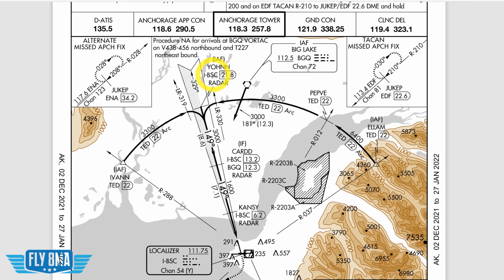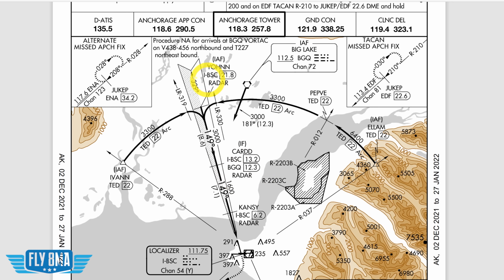TED. If you're going to use TED and you're over Yawn, it's probably going to be something more like 23 miles or a little bit more. But whatever it is, it's not 21.8. So make sure if you're trying to identify these fixes, something like CARD, you can see, hey, if you're going to use CARD, then it's going to be 13.2 miles on the IBSC localizer, if that's what you're using for DME. And if you're still tuned into the Big Lake VOR up here, BGQ, it's 12.3.